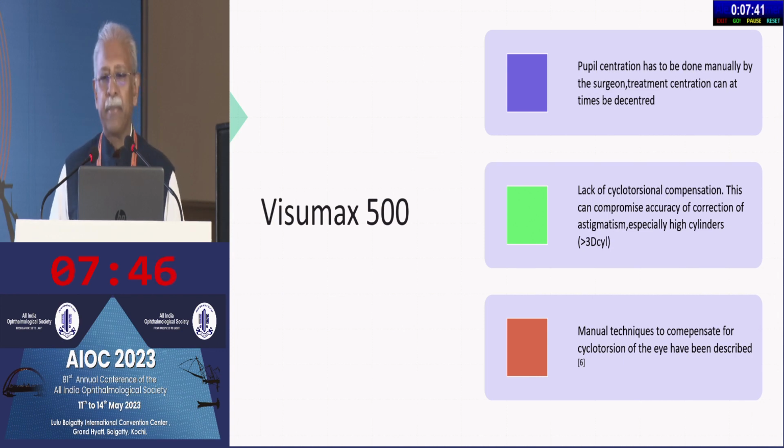Sorry, we'll go by what happens with Vizumax 500. Pupil centration had to be done only by the surgeons, depending on the centration on the pupil. So that depended quite a bit on the cooperation from the patient. Second, there was no cyclotorsion compensation at all. Sri Ganesh and his group had given a way of doing a manual cyclotorsion compensation, which was reasonably good. The third point was the laser was a little slow. It took about 28 seconds, and the patient could become uncooperative and you could have suction loss.